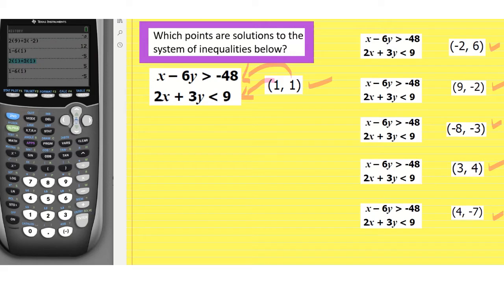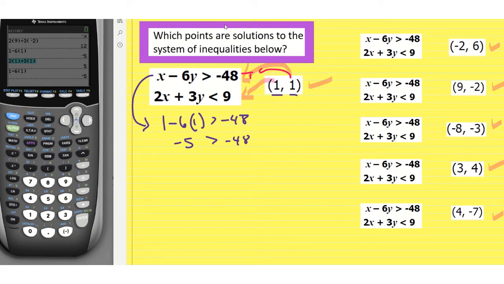So the first thing I'm going to do is go ahead and work this first one down here. I'm going to plug in 1 and 1 for x and y. That's 1 minus 6 times the 1 for the y is greater than negative 48. And 1 minus 6 times 1 is equal to negative 5. Is negative 5 greater than negative 48? Well, remember, those are negative numbers, so that is a true statement. Negative 5 is greater than negative 48. So that is a true statement for this point.